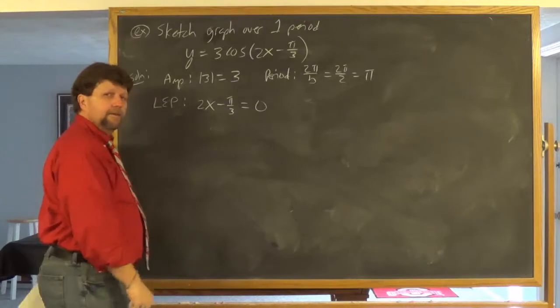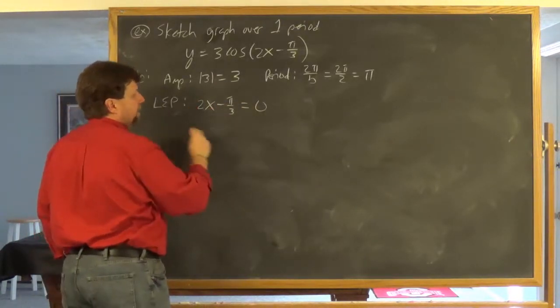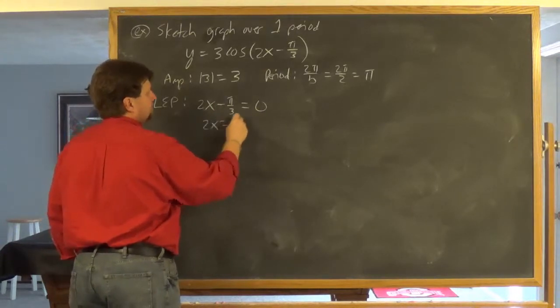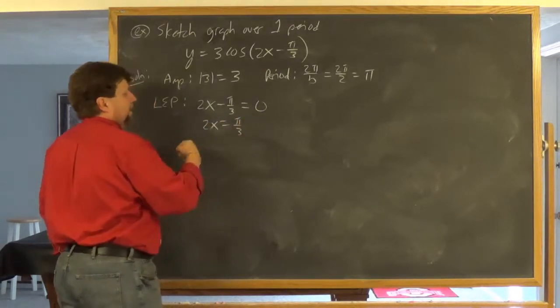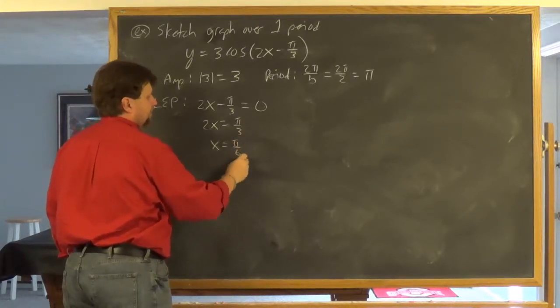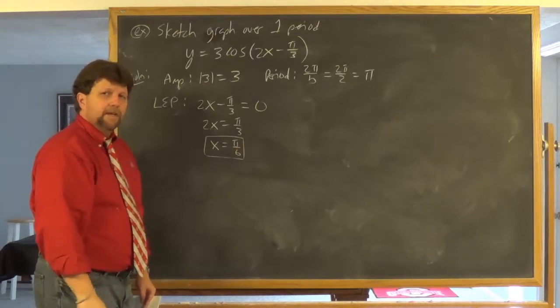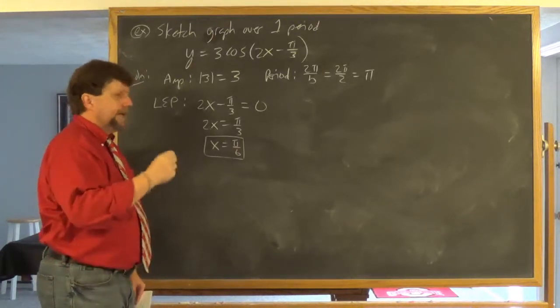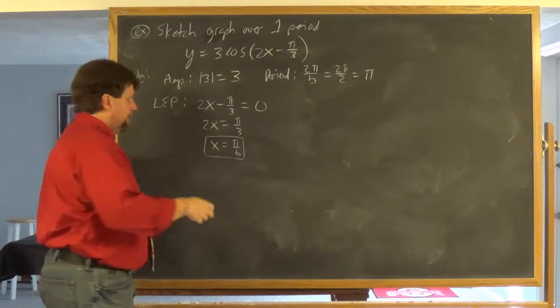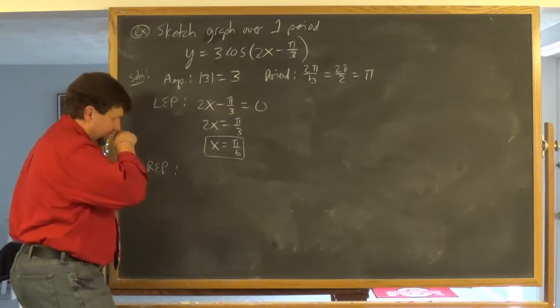Set it equal to 0. Solve for x. So I add pi over 3 to both sides. Divide both sides by 2. That's the left endpoint of 1 period. Once I have the left endpoint of 1 period, I get the right endpoint of 1 period.